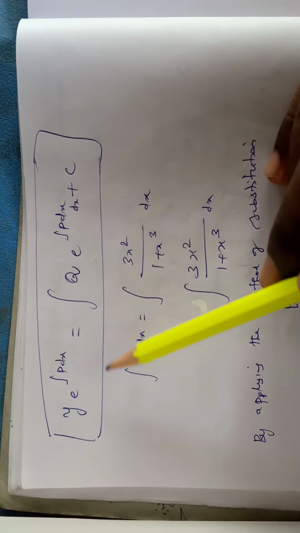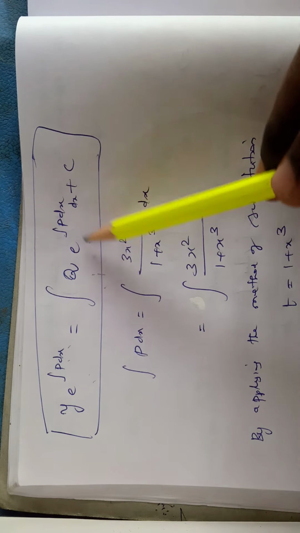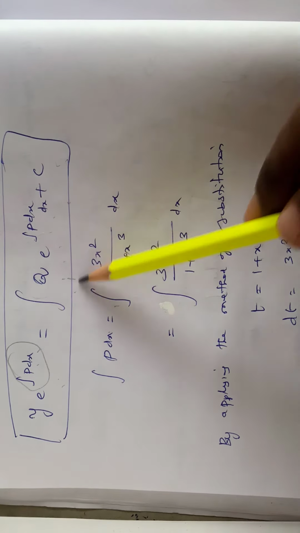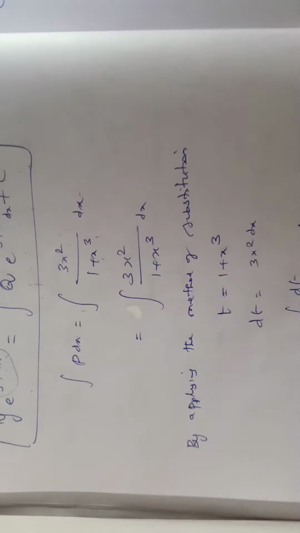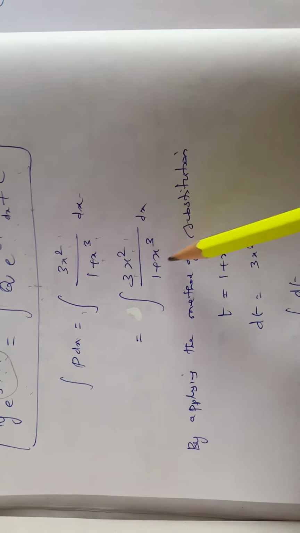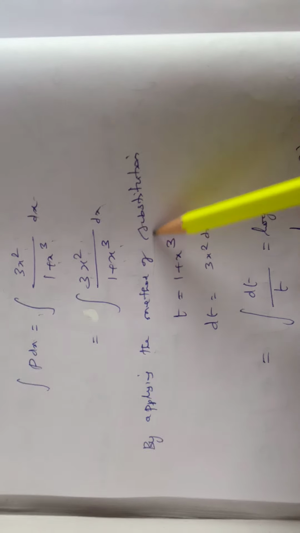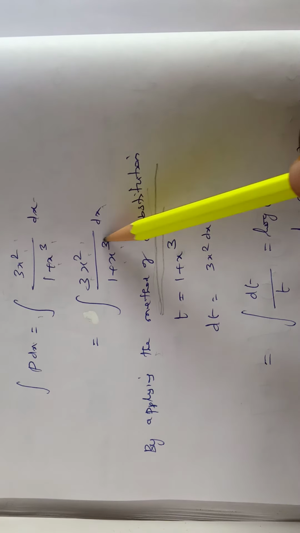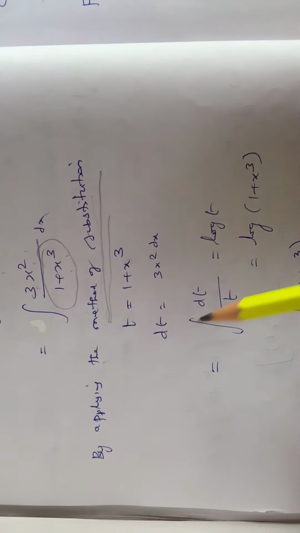The formula is y e^(∫P dx) = ∫Q e^(∫P dx) dx + c. First we have to compute ∫P dx. ∫P dx is the integral of 3x²/(1 + x³) dx. By applying the substitution method, the denominator can be chosen as t. So 1 + x³ = t.